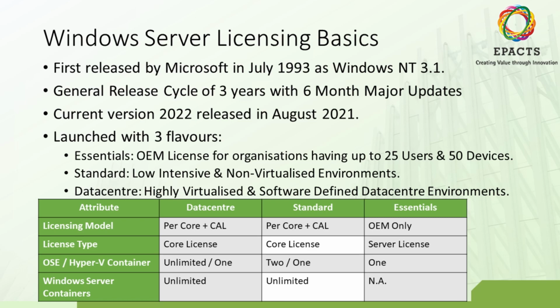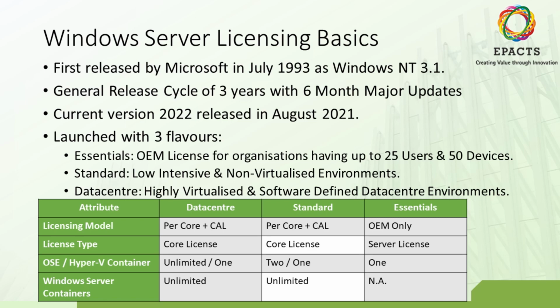Now the general release cycle of the product is once every 3 years. With every 6 months, you get a major update. And the current release version, as we know, has been launched since August 2021. The version is 2022. Unlike some of the earlier versions of Windows Server, where we used to have multiples of them, especially when 2008 came out, today Windows Server comes only in three simple editions, and that's been the form since version 2016. We have Datacenter Edition, Standard Edition, and Essentials Edition.